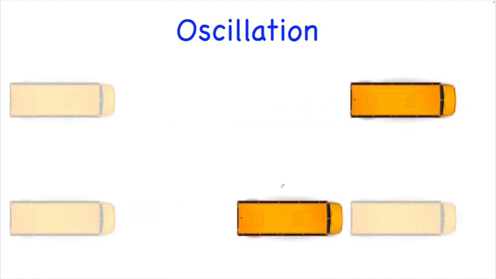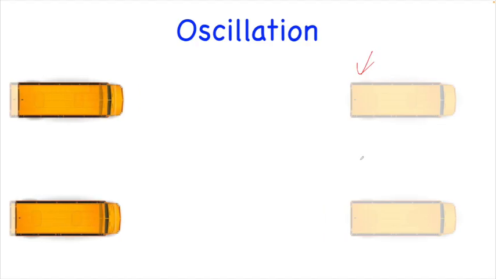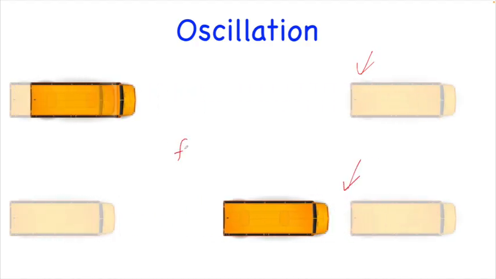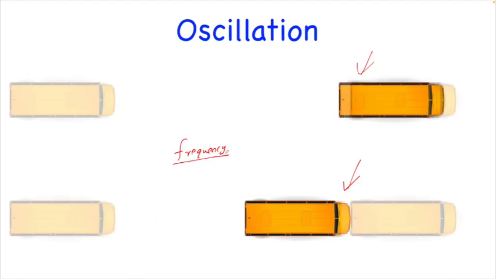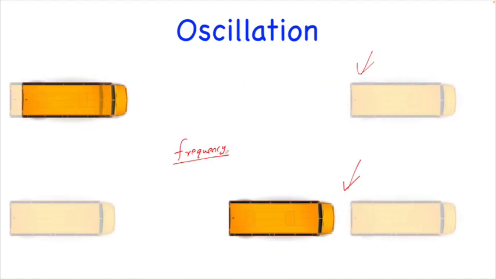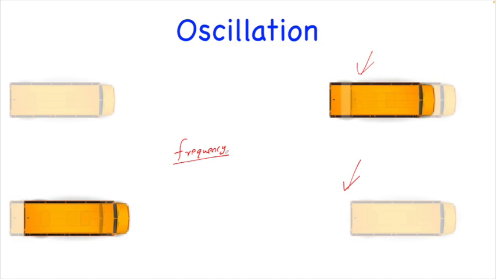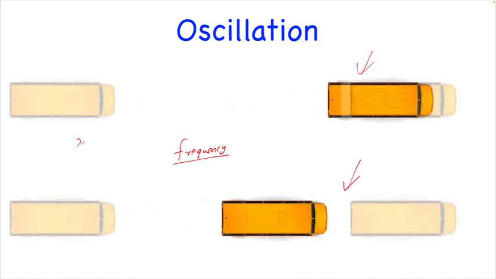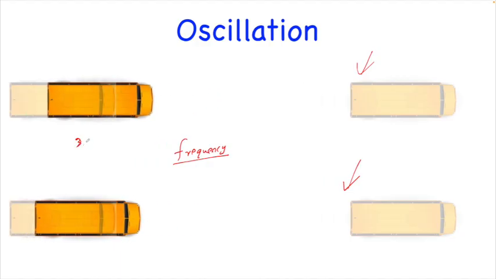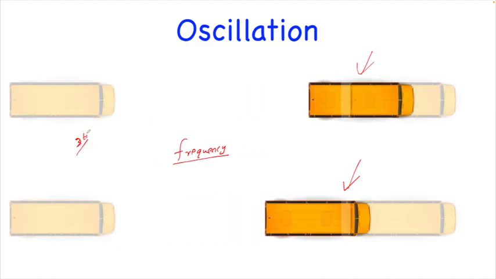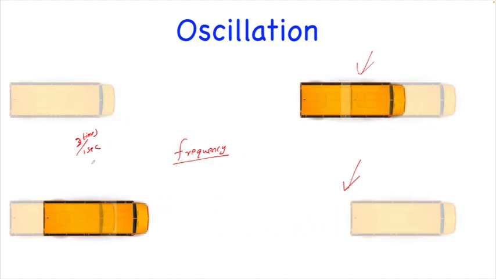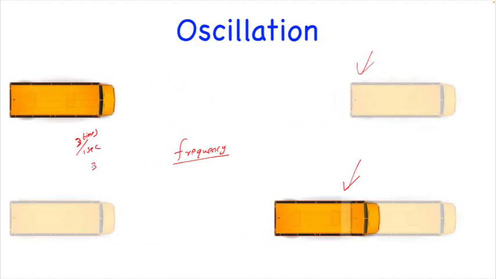To say that this is oscillating faster and this is oscillating slower, we have something called frequency. Frequency is the number of times an object moves front and back in a given time. For example, this goes front and back 3 times in 1 second. So the frequency is 3 times per second.